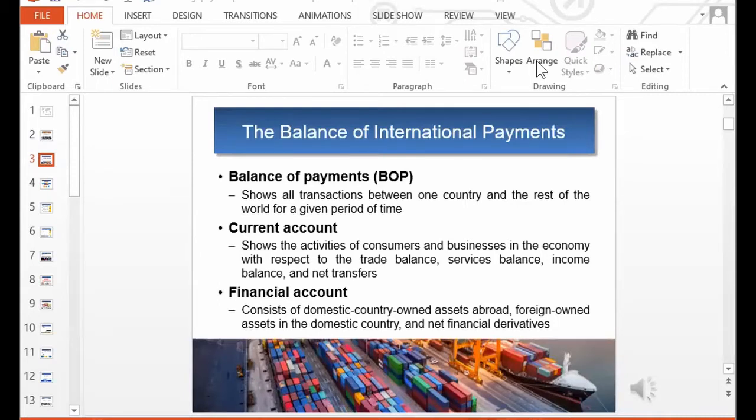But it's only in theory, because when the balance of payments is presented, you do not have the debit and credit columns. In fact, it is just one column. And what is shown is items that are either a plus or a minus. Items that are a plus mean money coming into the economy. And if the item is a minus, this represents money coming out of the economy.